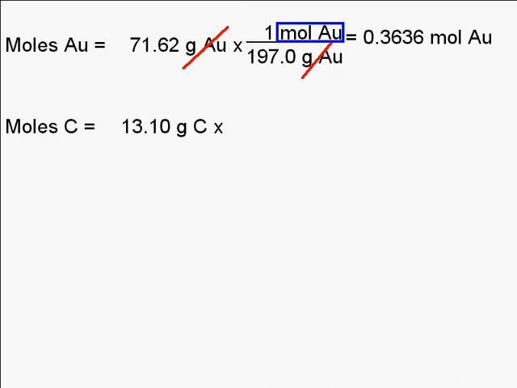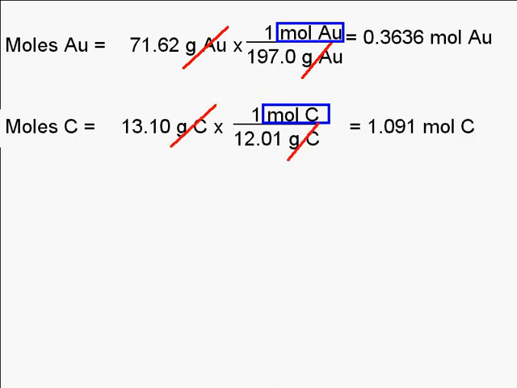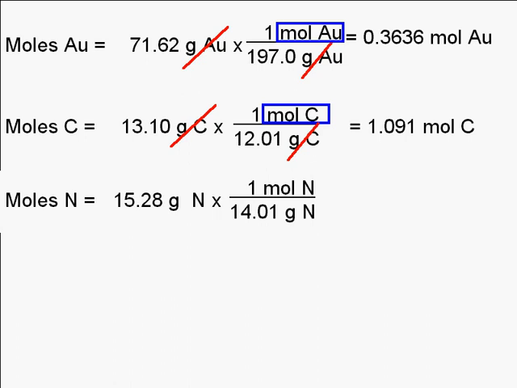Next we do carbon. Multiplying 13.10 grams of carbon by 1 mole of carbon over 12.01 grams of carbon gives us 1.091 moles of carbon. For nitrogen, multiplying 15.28 grams of nitrogen by 1 mole of nitrogen over 14.01 grams of nitrogen gives us 1.091 moles of nitrogen.